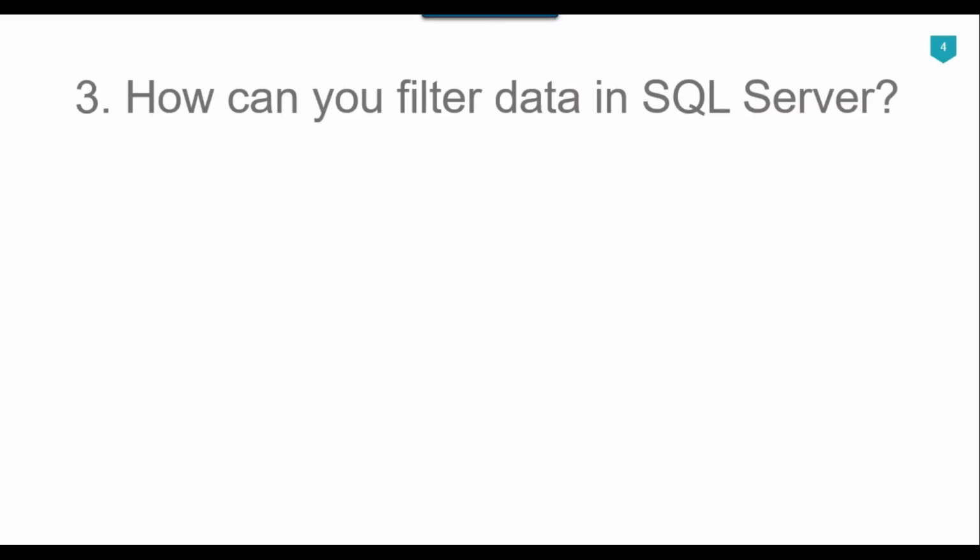Our third question is how you can filter the data in SQL Server. One of the most powerful features of a database is the ability to filter the data. That is, you can select only those records that match a certain criteria. In most scenarios, when working with the data, users do not require all the data from a SQL Server table. So there are a few keywords in SQL Server that are used to filter the data from a table or from a result set.